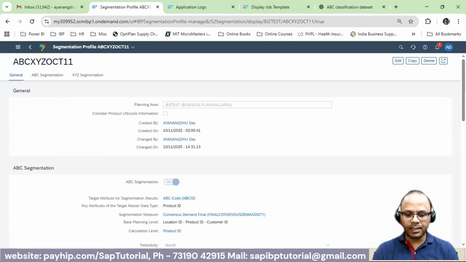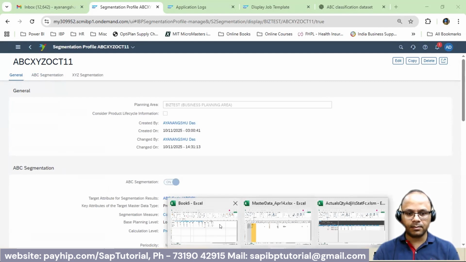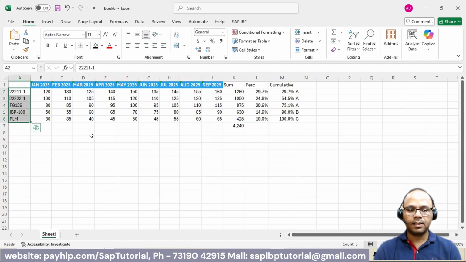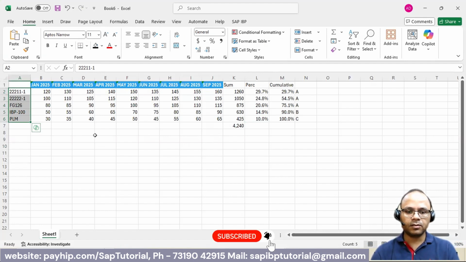What I mean by that is, suppose you have this set of SKUs for a particular category of products on which you want to run the ABC XYZ classification. So these are not the only products in your portfolio. You have multiple product categories, multiple products within those categories.